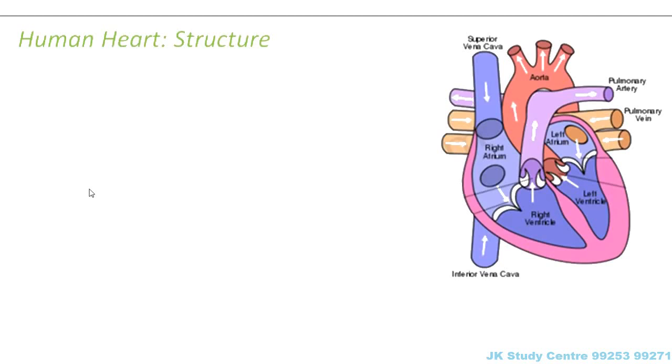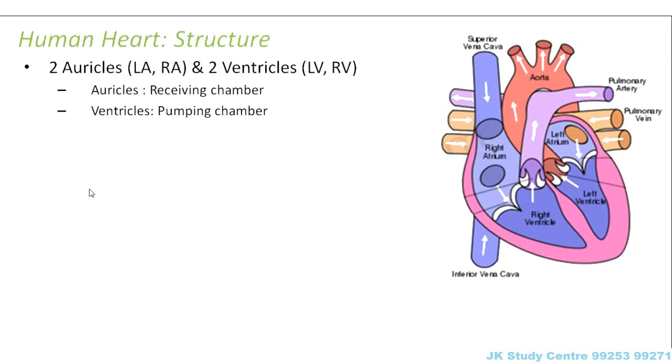Before that, we need to have a clear understanding regarding the structure of the heart. What all does the heart consist of? Let us try to understand the structure of the human heart. As I mentioned before also, it consists of 4 chambers, that is 2 auricles and 2 ventricles. The auricles are the receiving chambers. The memory being AIR, auricle is receiving, and the ventricles are the pumping chambers, that is VIP, ventricle is pumping.